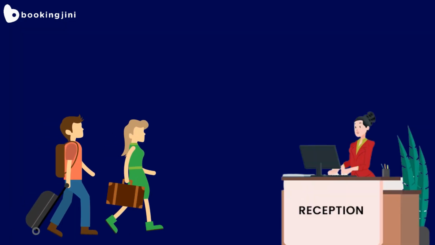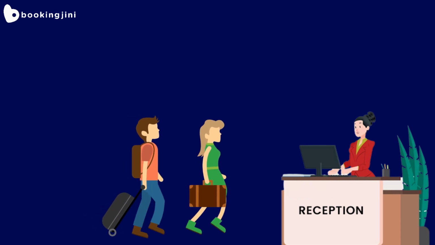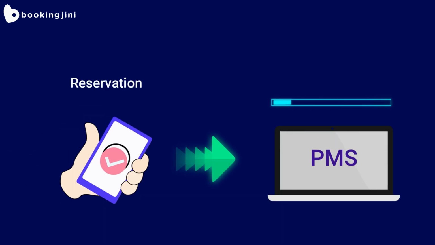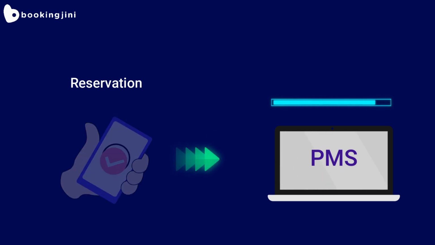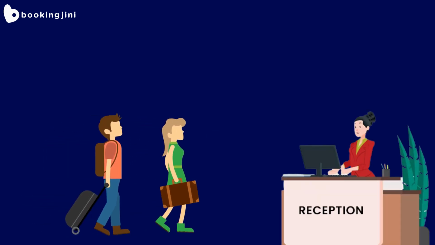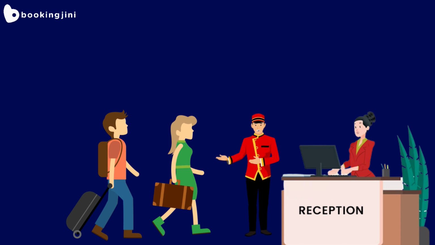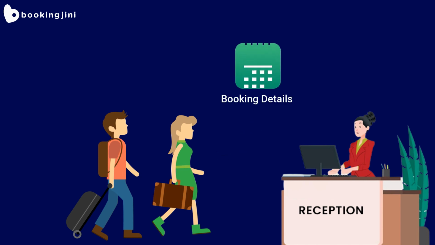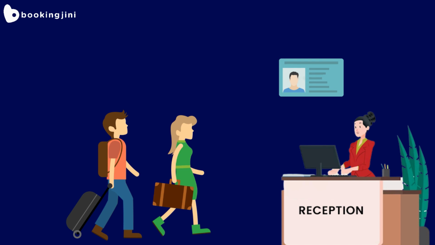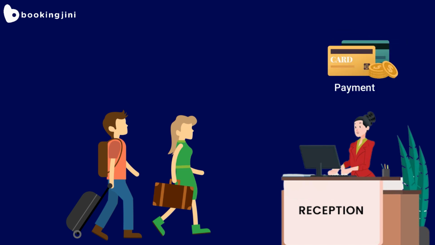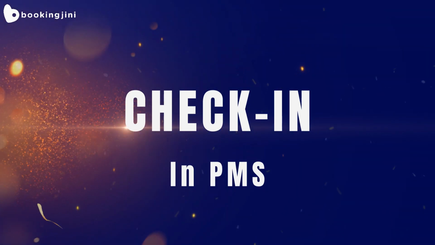Now we will look at when guests have arrived at the hotel for their check-in, the guest who had already made their reservation and the data is already there in PMS. Upon arrival, first the guest is greeted by the staff, then they are taken through the check-in process, which involves verifying their booking details, confirming their identification, and collecting any necessary payments. Now we will explain how to perform a check-in in our PMS.